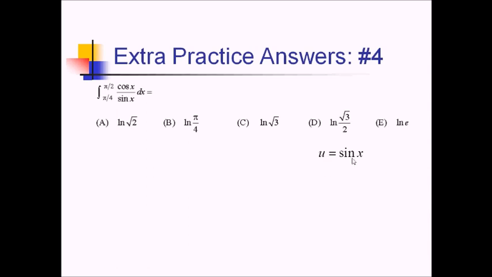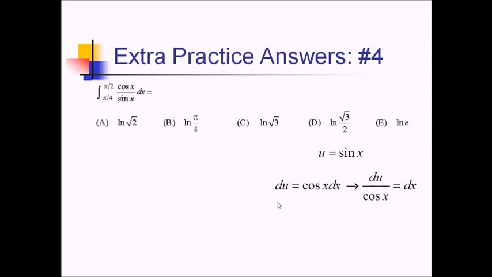So if u is sine of x, du is going to be cosine of x dx. And then getting dx by itself, I've got du over cosine of x. So this is why I had to let u equal sine of x rather than cosine of x. If I do it this way, I end up with a cosine in the denominator, which is going to end up canceling the cosine in the numerator. If I had let cosine be my u value, I would have ended up with a sine in the denominator, which would not help me out.